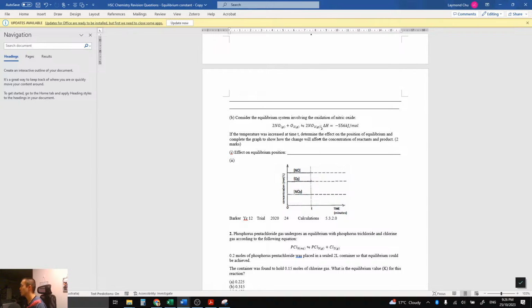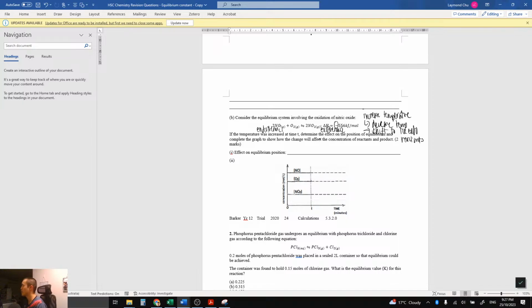Now, forward is exothermic, given by the negative delta H. So that means our reverse is endothermic. Pretty straightforward there. So if we increase temperature, what does Le Chatelier's principle tell us? It tells us we want to decrease the temperature. How do we decrease the temperature? We've got to shift to the endothermic reaction in order to decrease temperature, which is our reactants.